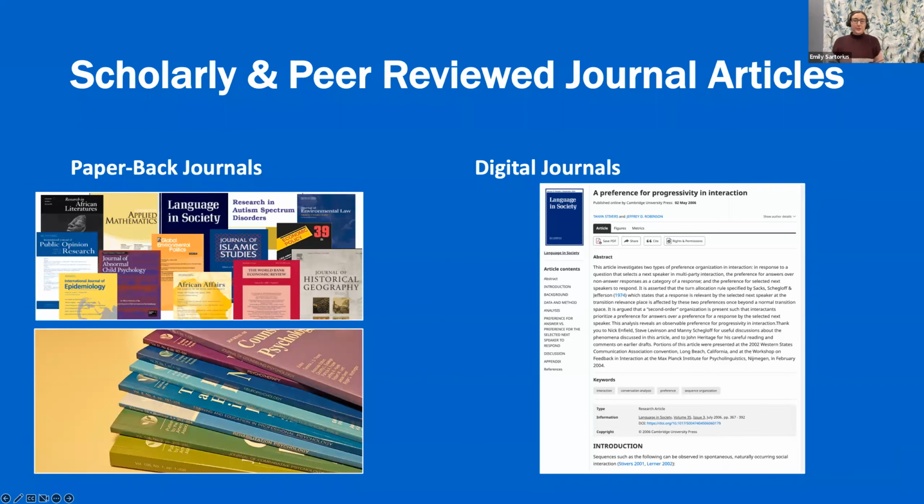Scholarly and peer-reviewed journal articles can be both physical and digital resources. The images on the left-hand side are the same kind of content as the image on the right-hand side. So when you're searching for a journal article on the library website, you'll likely come across digital journal articles, what's on the right-hand side. But we want to show you that although they look different, it's the same type of content.